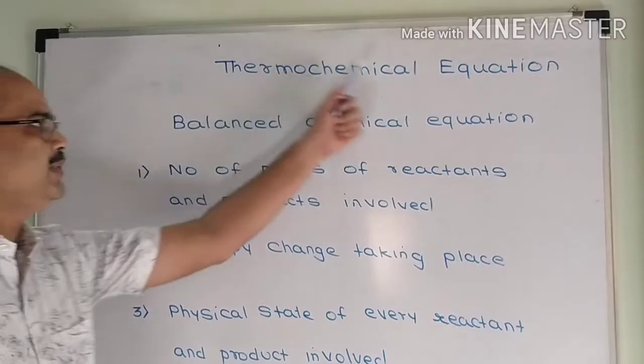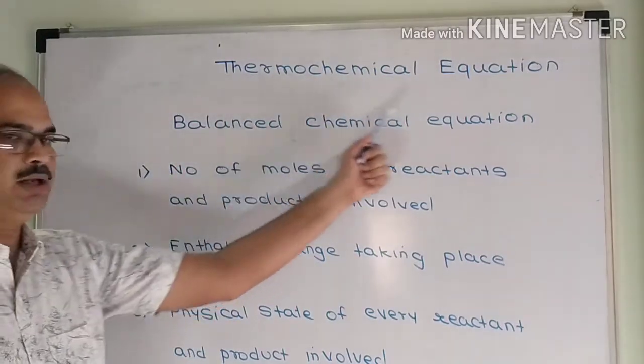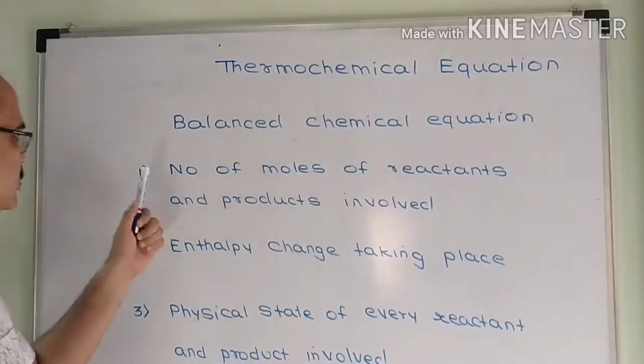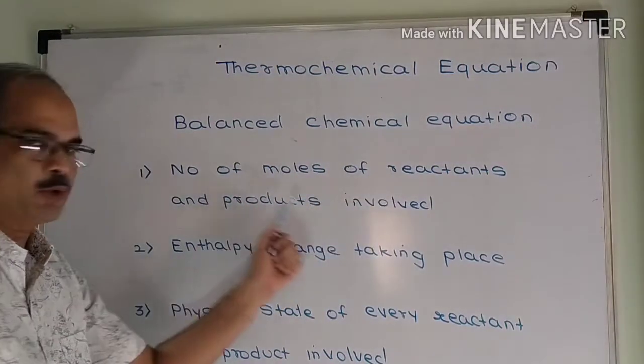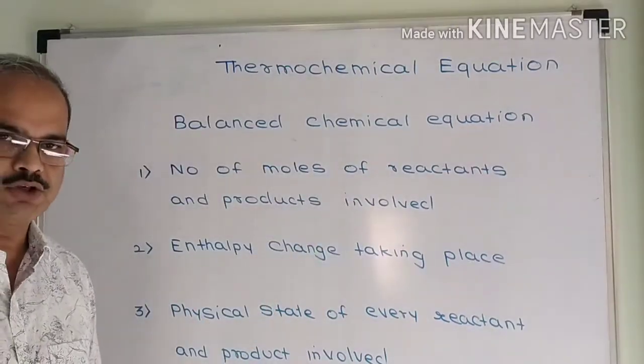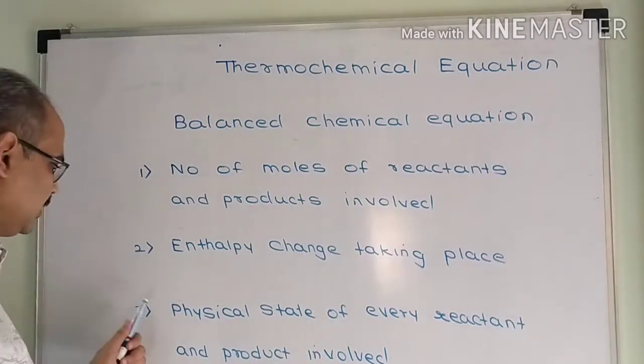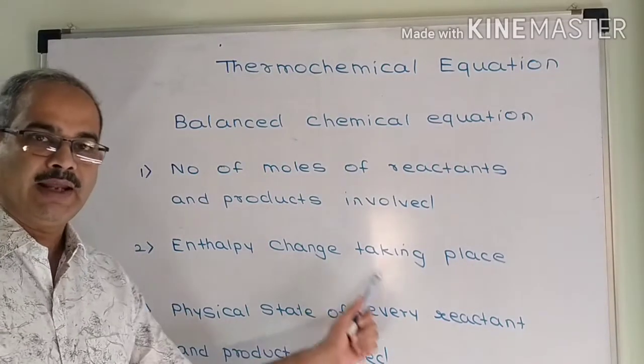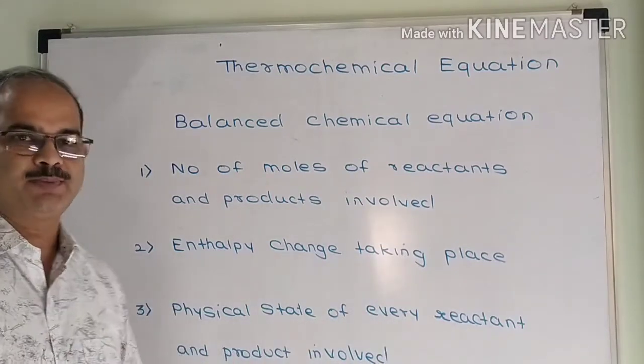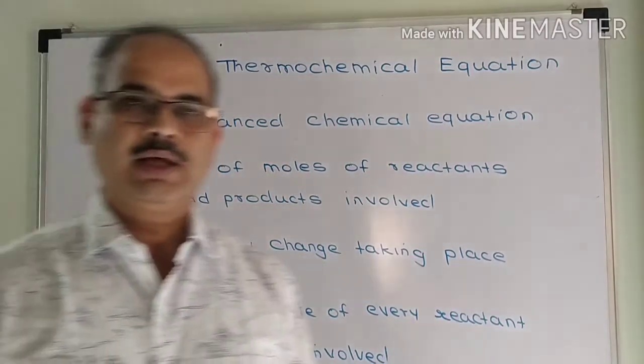So, to repeat again, what is a thermochemical equation? It is a balanced chemical equation which tells us about the number of moles of reactants and products that are involved in the chemical reaction, the enthalpy change taking place during the chemical reaction, and the physical state of every reactant as well as product that is involved in the chemical reaction.